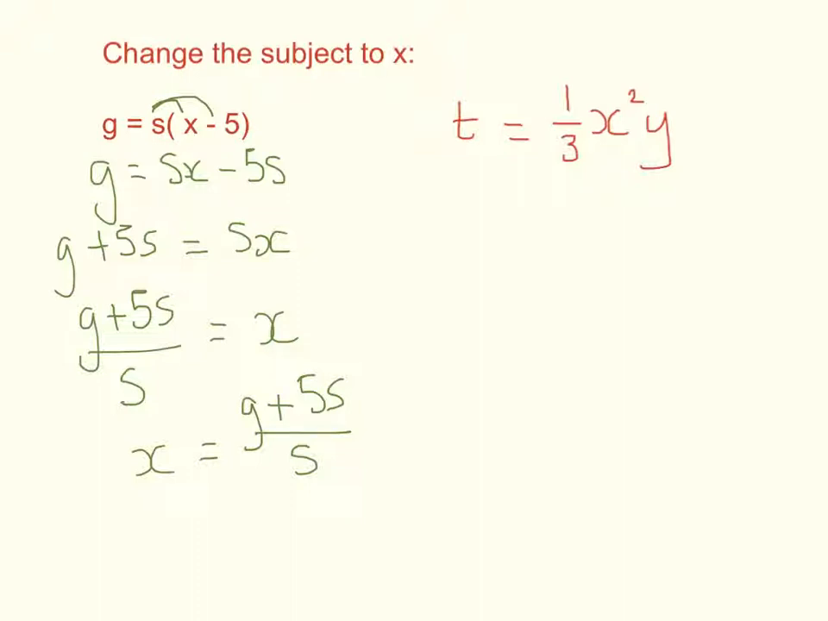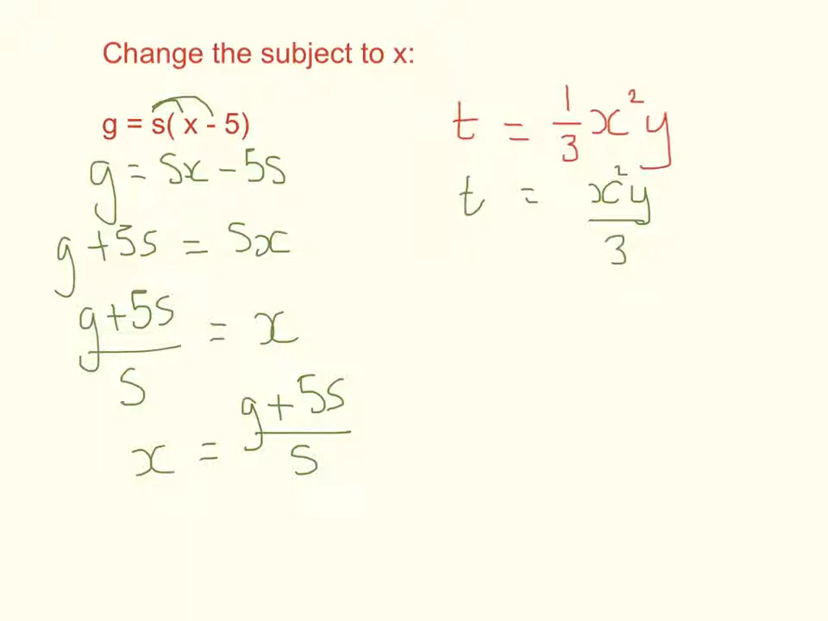Next one on this page then, we're trying to get x by itself. This looks complicated, but it's not as difficult as it looks. So the first thing I'm going to do is I'm going to get rid of the third. The other way of thinking about this problem is that it's written t equals x squared y divided by 3.